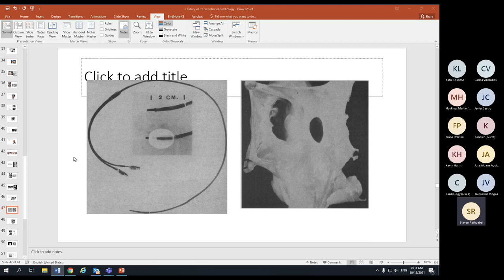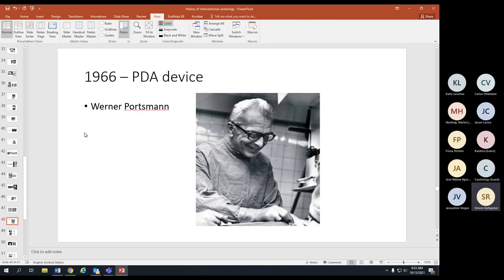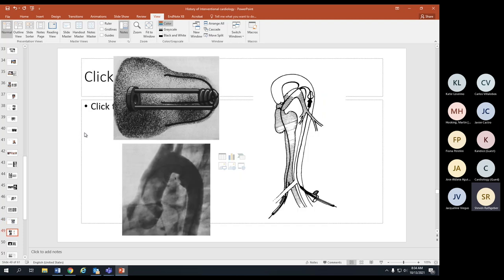Also in the 1960s was the first development of a PDA device closure in 1966 by Werner Porstmann. The first manuscript contains detailed instructions on how to construct it from a polyvinyl alcohol plug in a wire frame that accommodated a guide wire. It was successfully delivered using an arteriovenous loop through a 14 French access site, and the success rate was high at 95% with no mortality. And the only real major limitation was the access site size that was limited to larger patients. So this is a demonstration of the initial plug that was used for PDA closure by Porstmann.